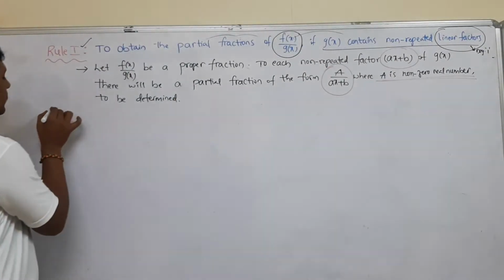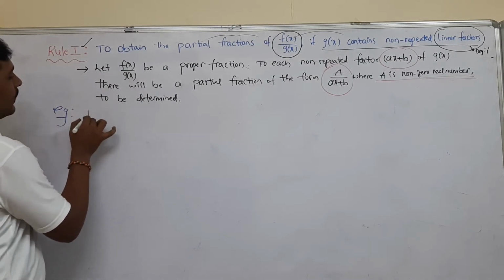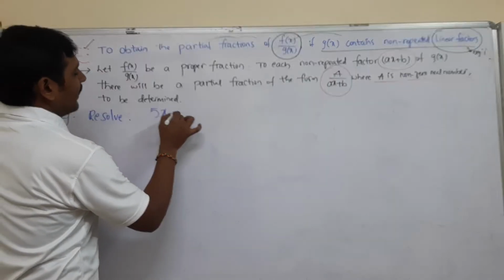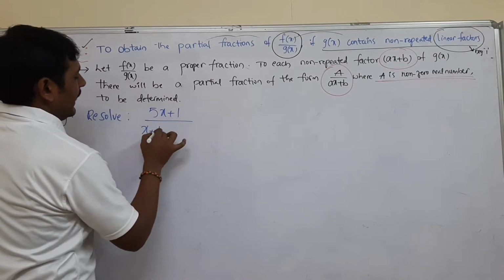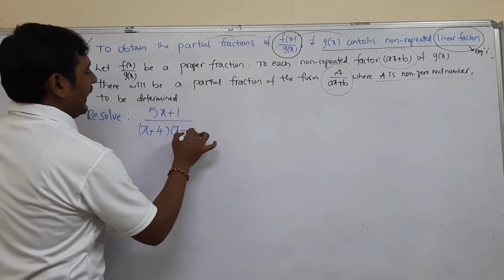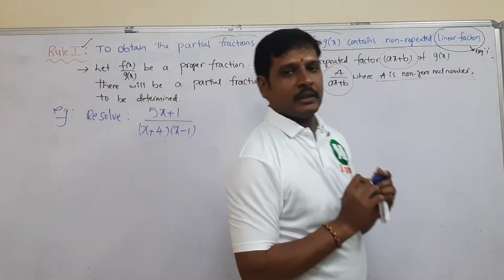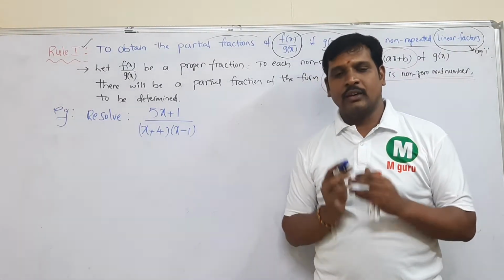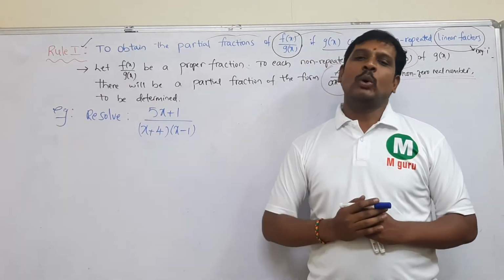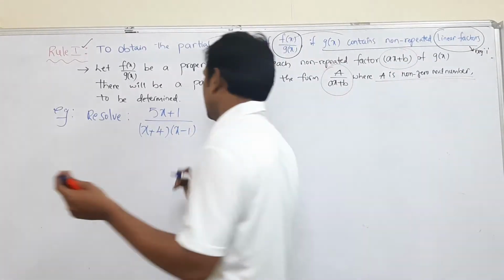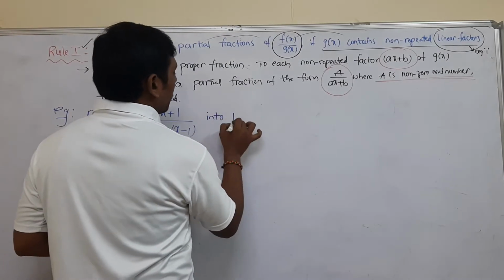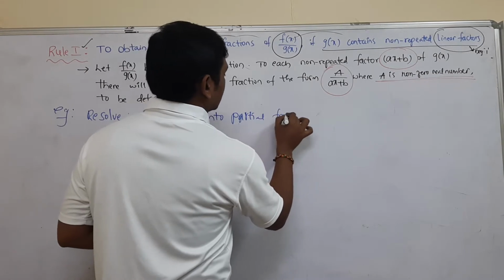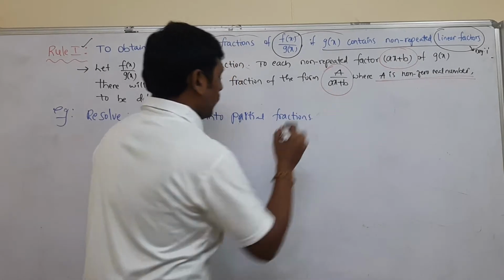So for example, resolve 5x plus 1 by x plus 4 into x minus 1. So this is the question. The question is 5x plus 1 by x plus 4 into x minus 1. We need to resolve it into partial fractions. So we need to convert this into partial fractions.